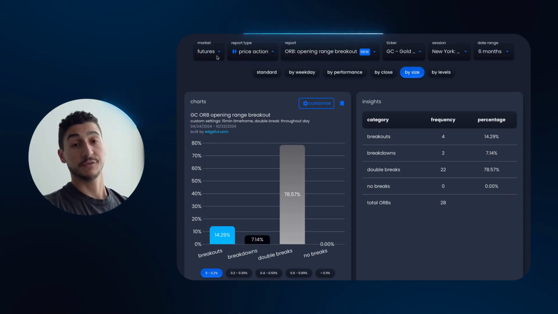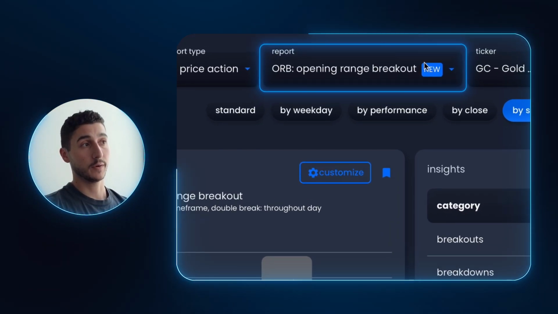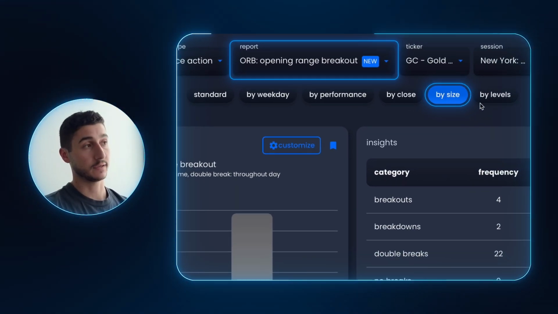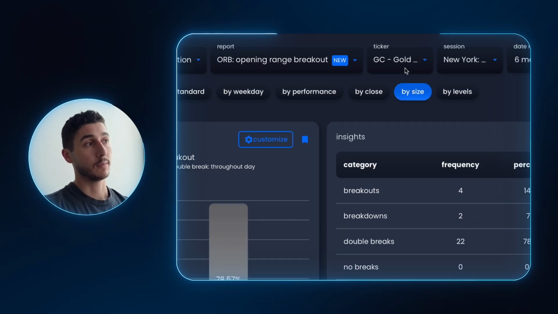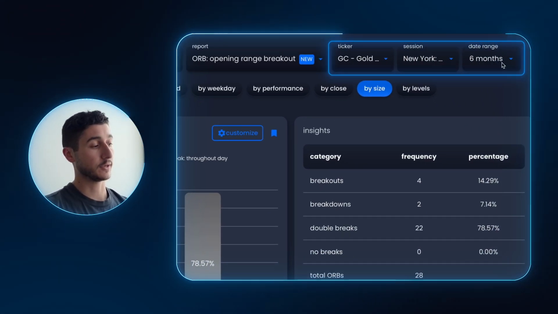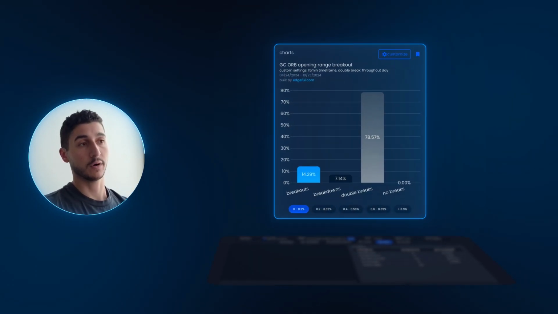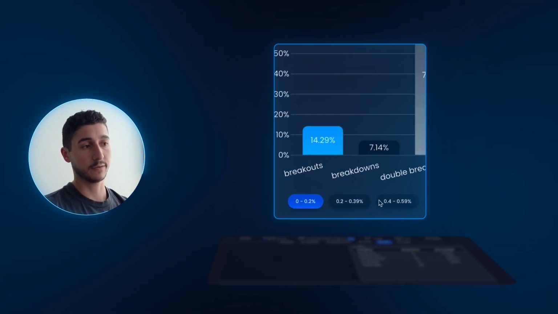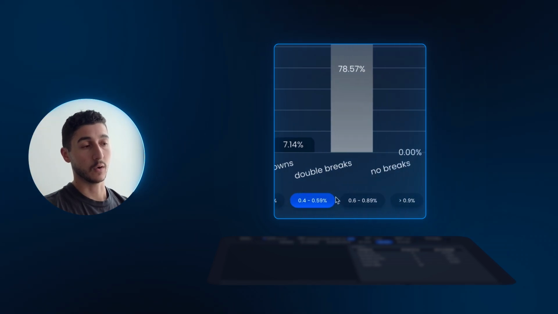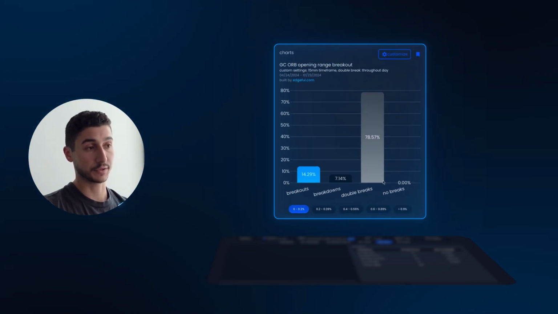What's up, guys? In this video, I'm going to be covering the ORB report by size that we just released. So I'm looking at gold in the New York session in the last 6 months. And pretty much what this report allows you to do is just filter down the different ORBs by size and the results of the ORBs by size.